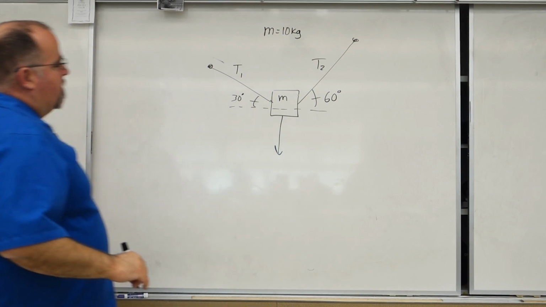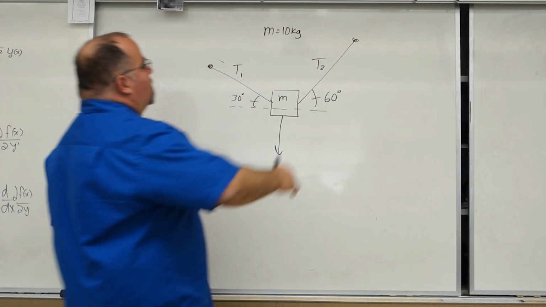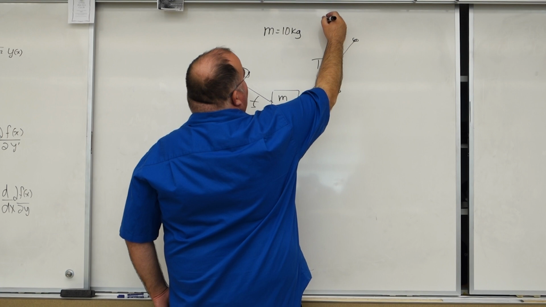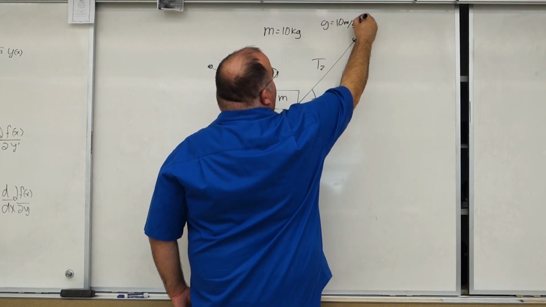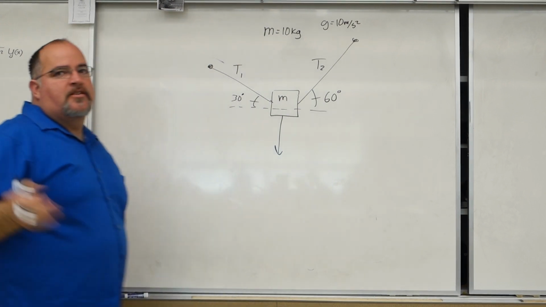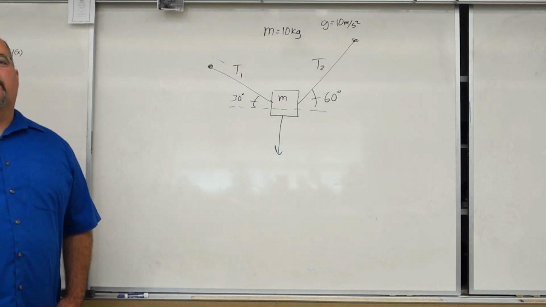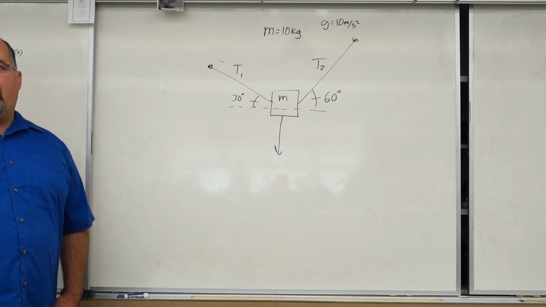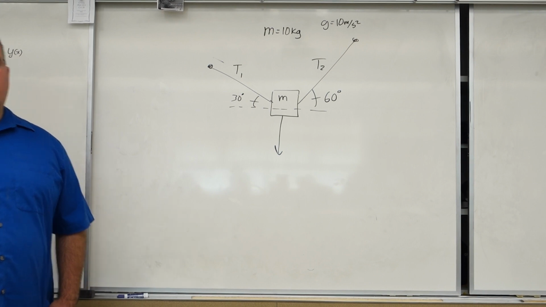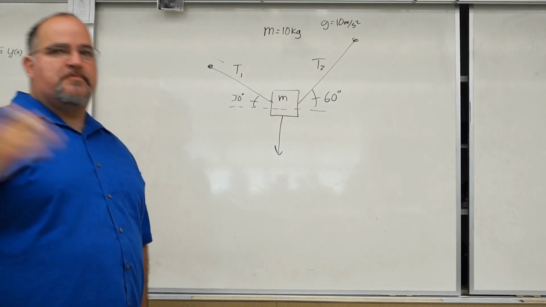Just for the sake of simplicity, we're gonna round gravity off to 10 meters per second squared. And you can do that even on the test. You're not allowed to use the calculator on the AP Physics test. So in that case, you might make a statement, hey, I'm going to use 10 for acceleration of gravity, and that's okay. That's been okay in the past.